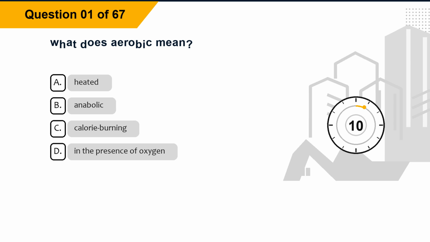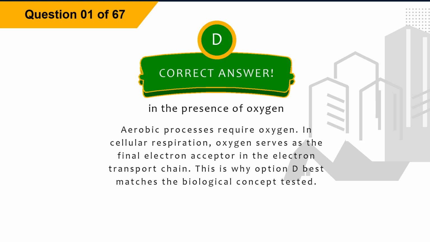Question 1. What does aerobic mean? Option A, heated. Option B, anabolic. Option C, calorie burning. Option D, in the presence of oxygen. The correct answer is option D, in the presence of oxygen. Explanation. Aerobic processes require oxygen. In cellular respiration, oxygen serves as the final electron acceptor in the electron transport chain. This is why option D best matches the biological concept tested.